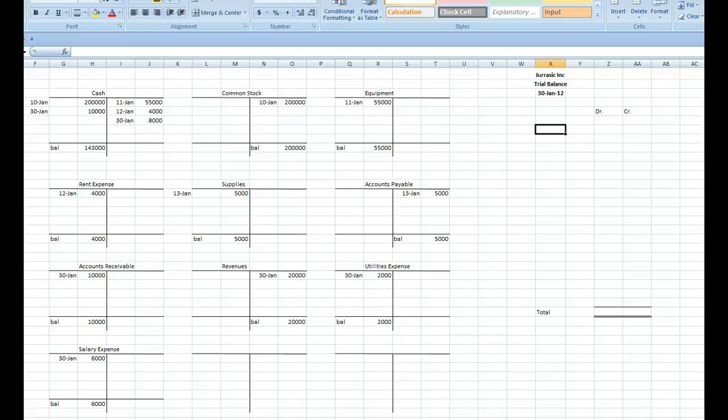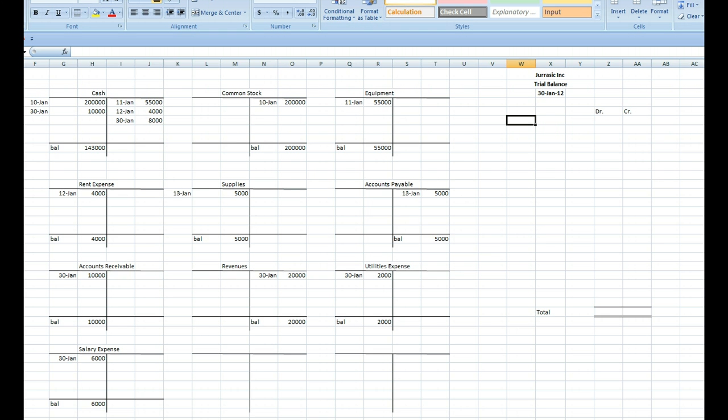If you remember, this is the example that we did earlier where we did our debits and credits and we took a balance of each of our accounts. Now what we're going to do is create a trial balance with the same information. Remember, a trial balance is just a list of all the accounts listed in the order of the balance sheet, so assets first, liability accounts next, and then owner's equity accounts.